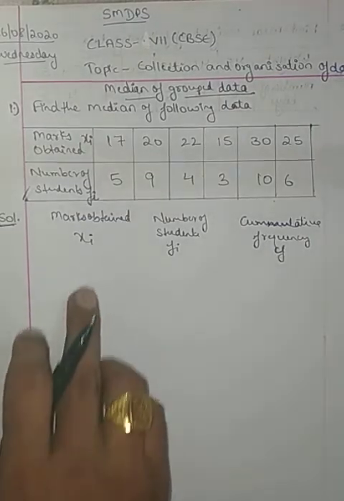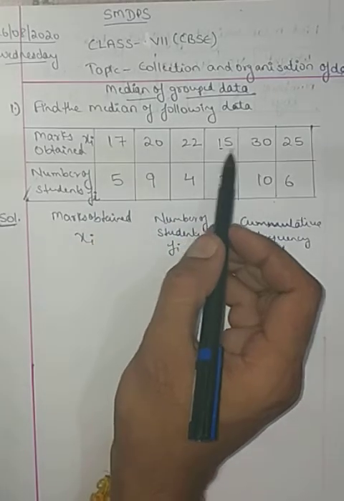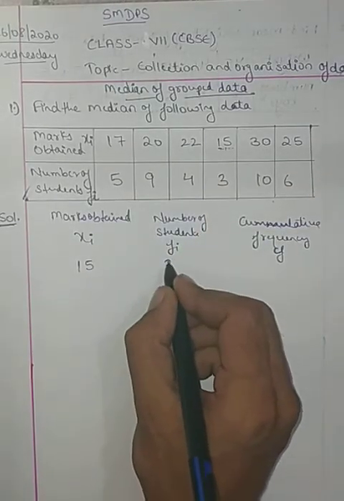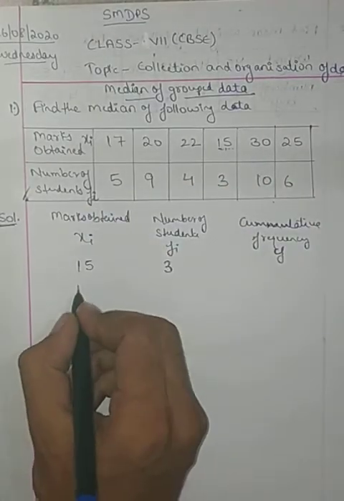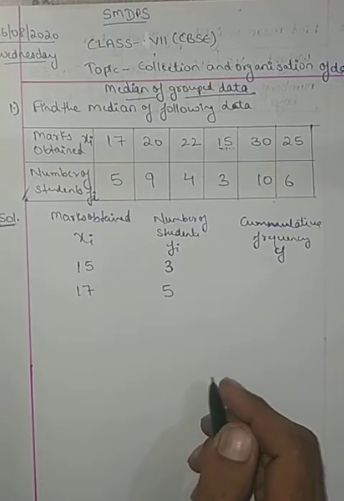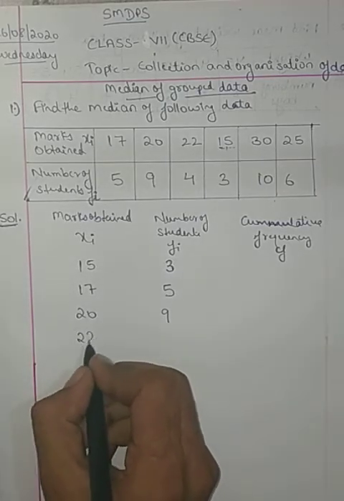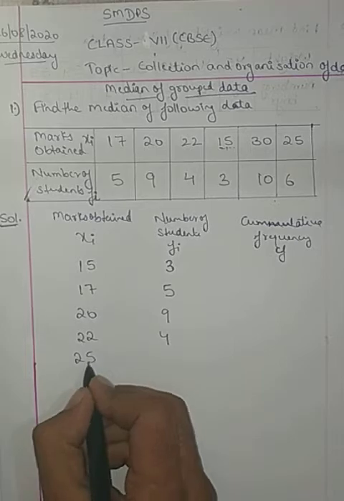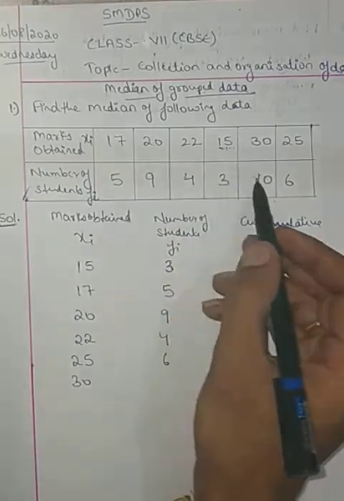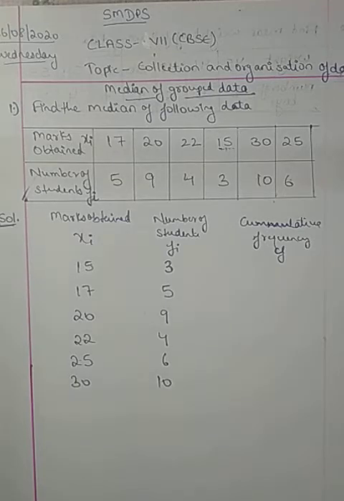Again we will be writing the data in ascending order. From the xi, tell me what will come at the first place? 15. And the frequency of 15 is 3. After 15 what will come? 17. 17 frequency is 5. Then after 17, 20. Frequency is 9. Then 22, frequency is 4. 25, frequency is 6. Then 30. Frequency is 10.